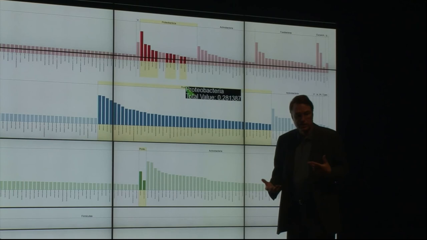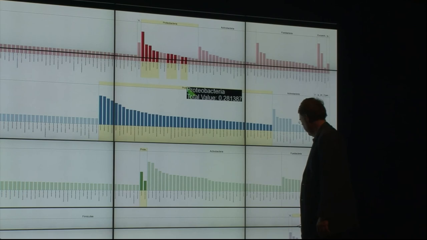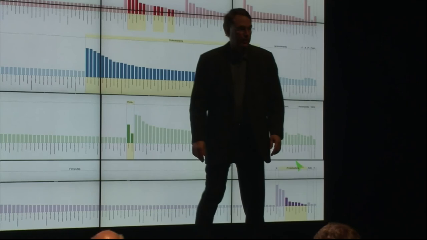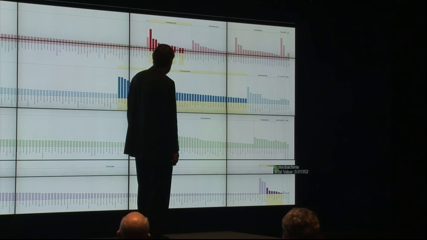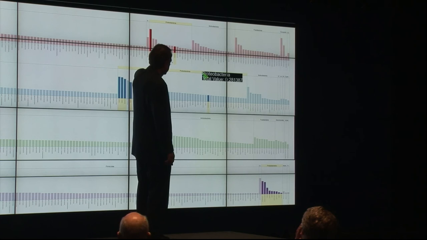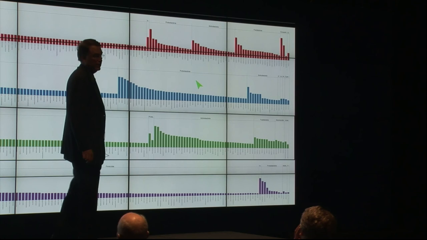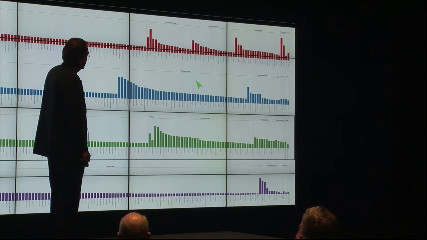And if you compare it with a healthy person, again, we saw before the Proteobacteria are only 1% of the population. And up here in ulcerative colitis, 28%. So 30 to 1. So it's not a small difference. And again, now look at the Fusobacteria.